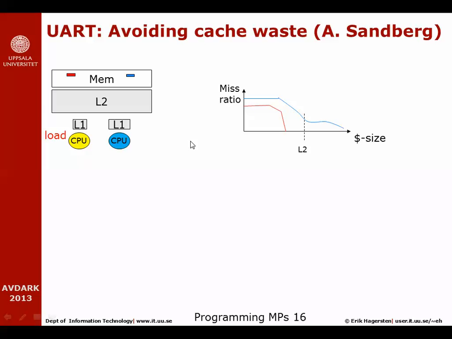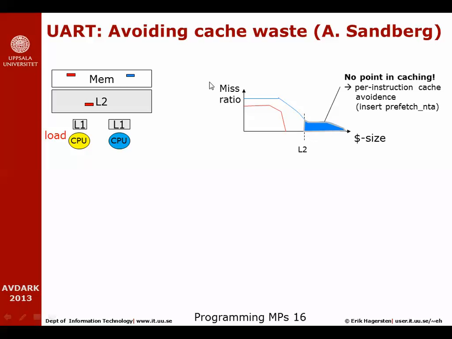So what we did here, as you may recall, Andreas Sandberg had a way to automatically do this analysis of the miss ratio curves of each application and automatically make necessary changes. So the red application, we don't need to make any changes because it already fits in the cache. So it will do the normal thing and put its data in the second level cache on eviction.